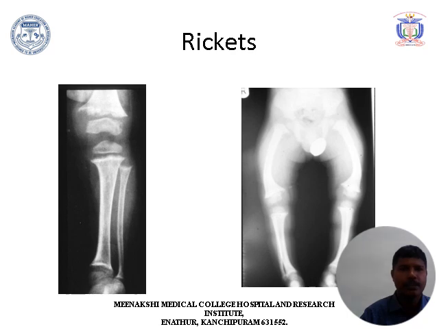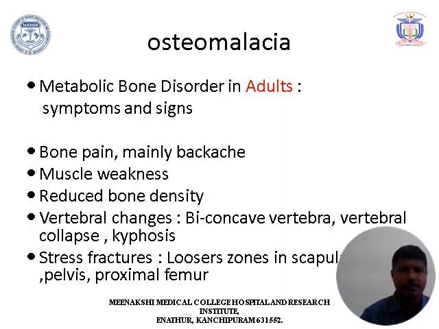And in the X-ray you can see there will be widening of the physis, and cupping of the metaphyseal region, there is flaring of the metaphysis, and there will be deformities of the bone, that is called O deformity, in the lower limbs.